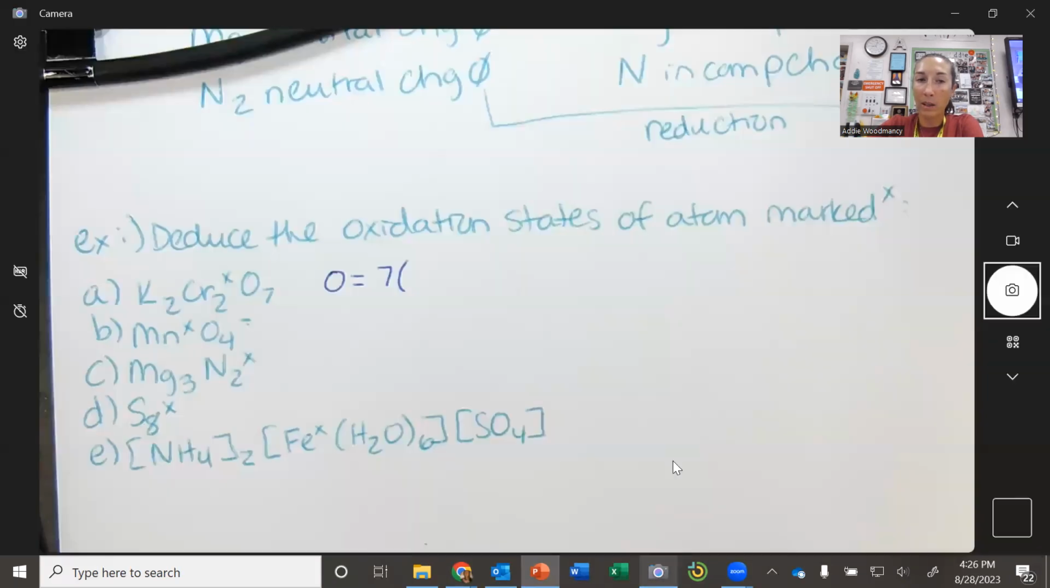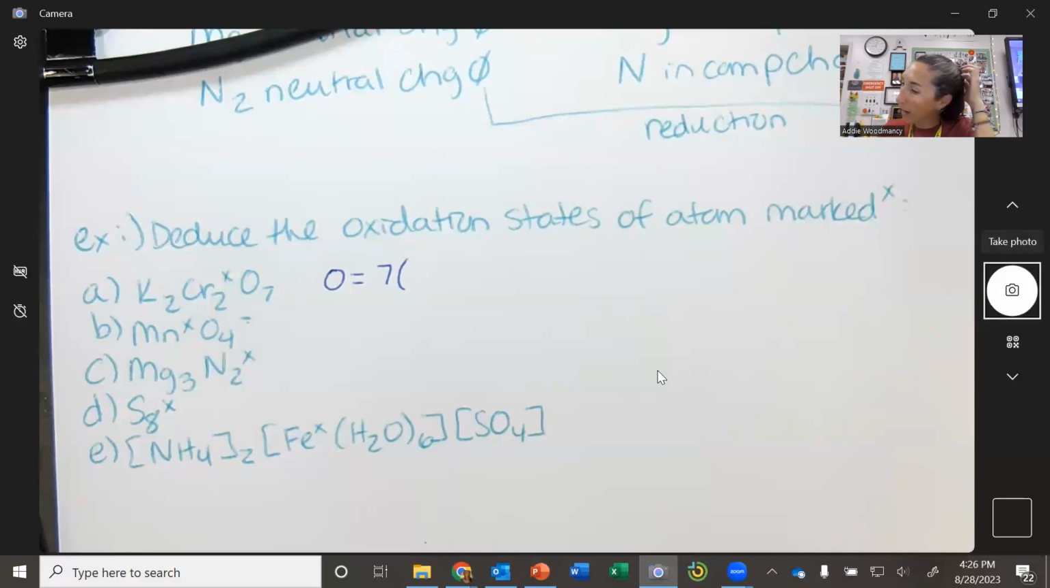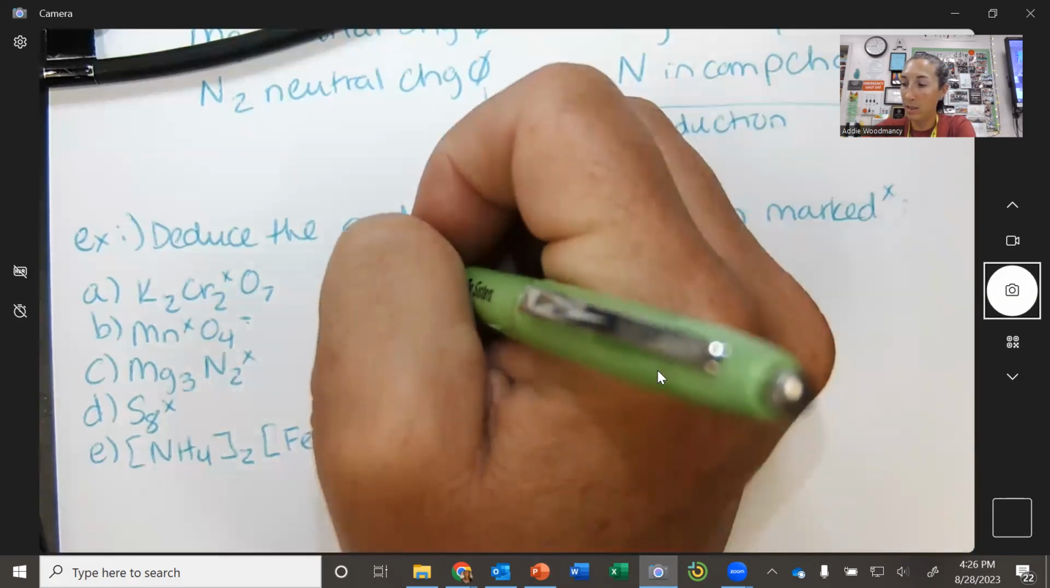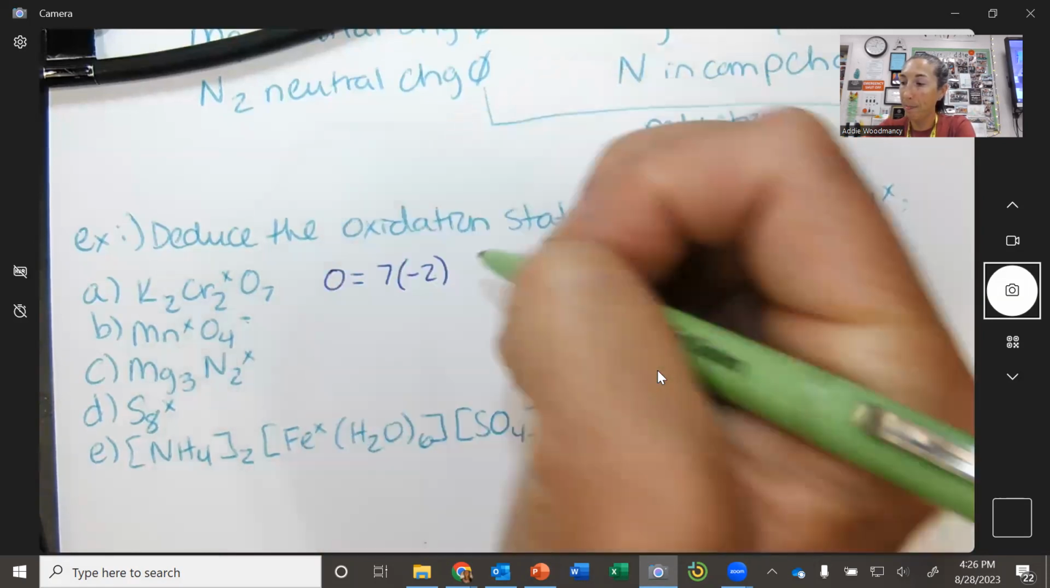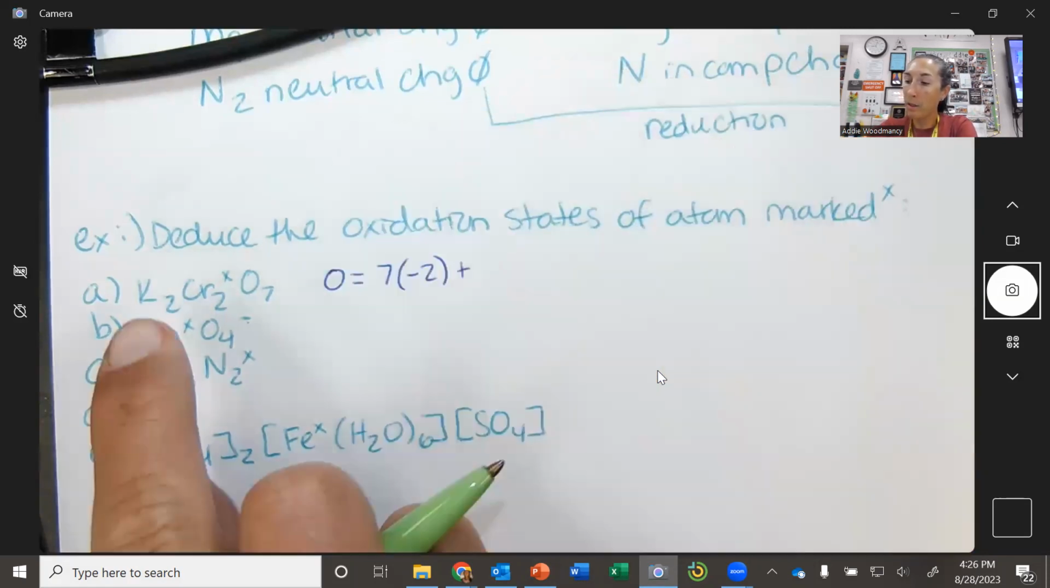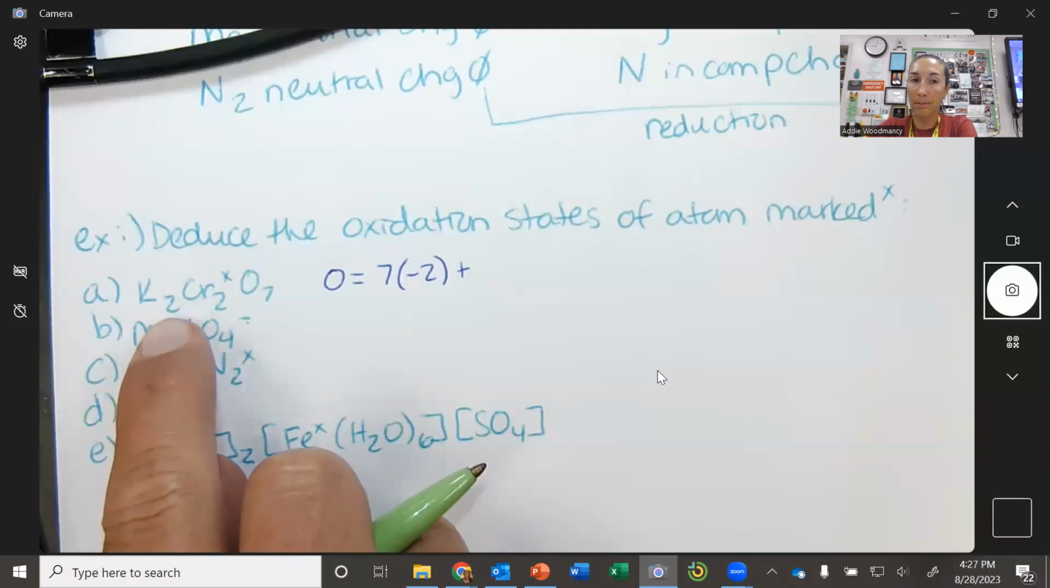If you want to get out your periodic tables, find oxygen on your periodic table, and the oxidation state of oxygen is going to be equal to the charge that oxygen has. So since oxygen is in group 16, that means that its charge is 2-, so its oxidation state is going to be -2. There are 2 potassiums.